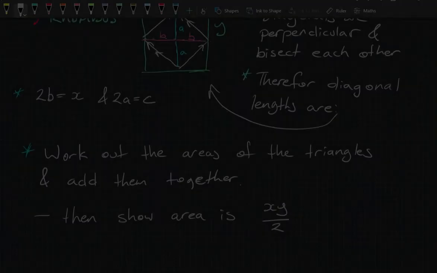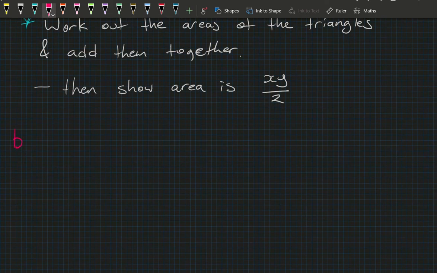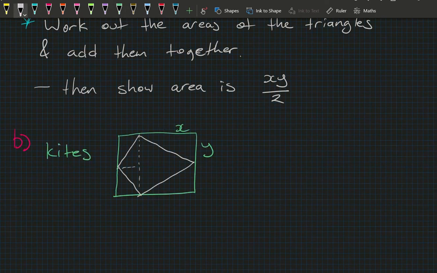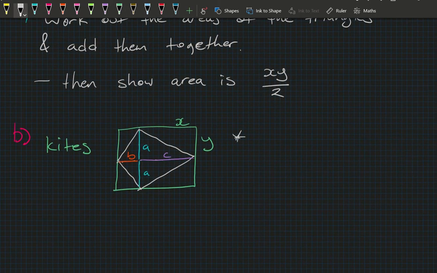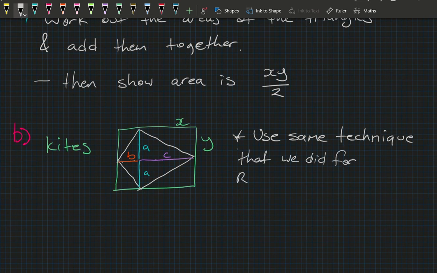Alright, part B is kites, and I'll draw one now. Now I'm not going to say much about this one other than use a very similar technique to what we did with the rhombuses, i.e. the diagonals.